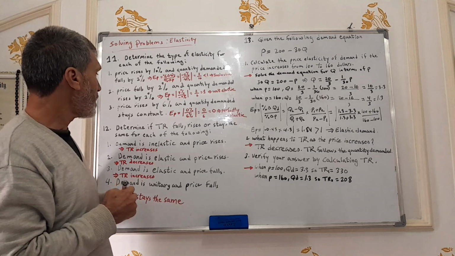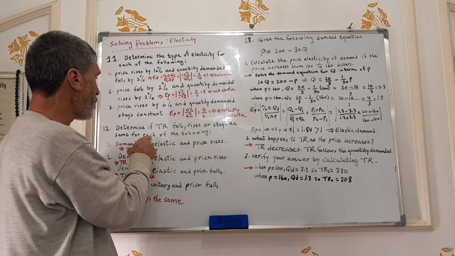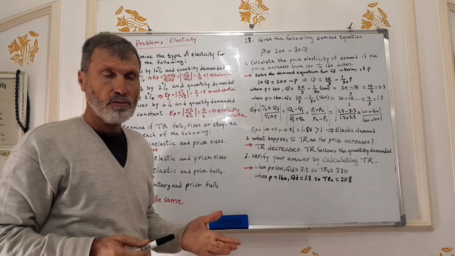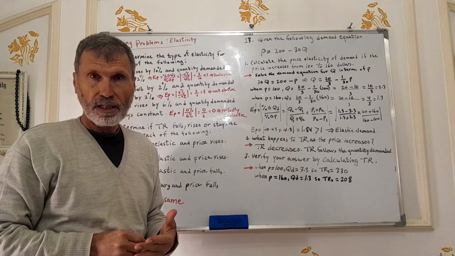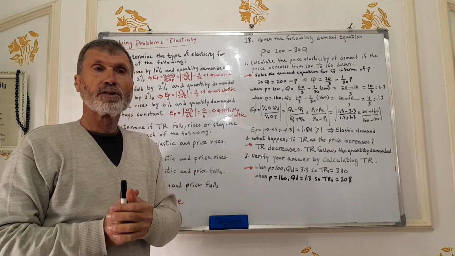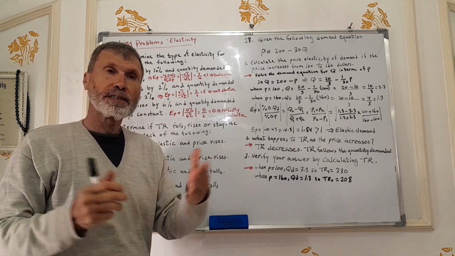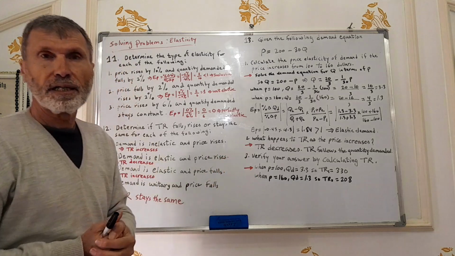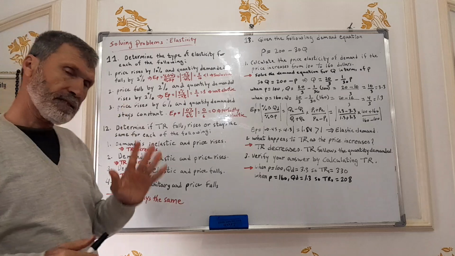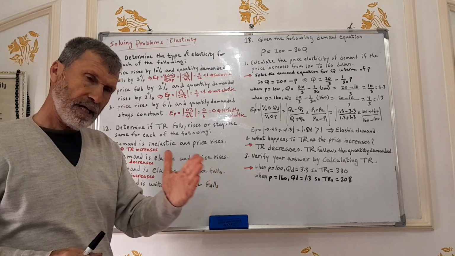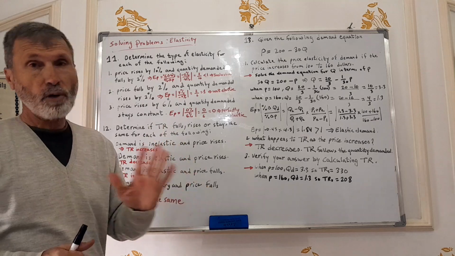Problem 12 says, determine if total revenue falls, rises, or stays the same for each of the following. We're going to see whether total revenue increases, decreases, or stays the same, depending on the rules we have already mentioned when we discuss the material in this chapter. Remember here, demand is inelastic. That means the coefficient of price elasticity of demand is less than 1.